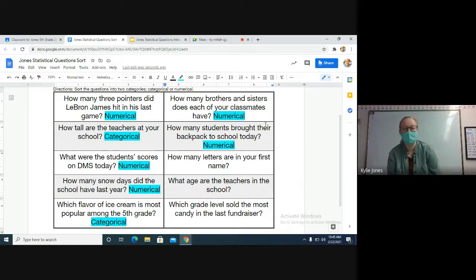Number 3, how many letters are in your first name? That one's numerical. We did that one already, right? And then the next one, categorical. These next two are slightly tricky, right? This one says, what age are the teachers in the school? I would go with categorical. It could go both ways, though. It's kind of how people look at the question. So I would be okay with either because age on this one is a number, right?